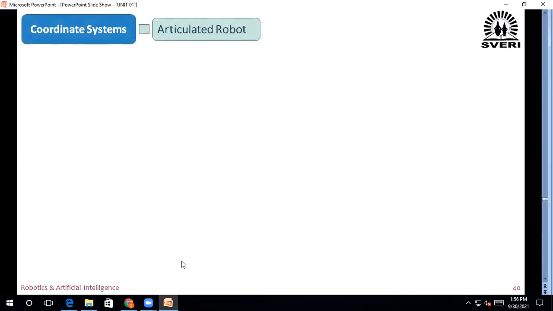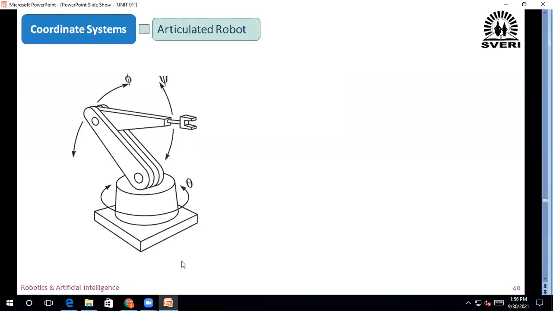The next is articulated robot. See that this is articulated robot. If this robot can move, it means 3 rotary joints are there, at the base here and here also. At the base, this link is also moving like this at angle phi, and this arm is also moving at an angle psi.